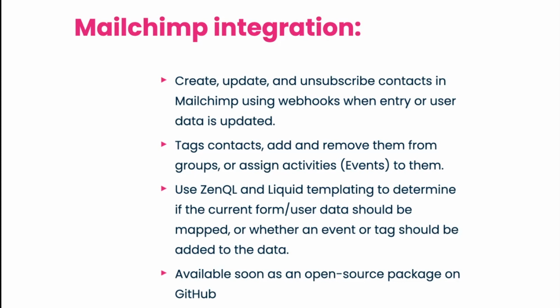You can also tag contacts. You can add and remove tags. You can add and remove people from interest groups, as I mentioned, and assign those kinds of activities or events that I just showed on my profile. And this again uses ZenQL and some liquid templating to let you determine if the form data should be mapped or whether an event or tag should be added to the data based on what's changed in the entry or user that you're looking at.